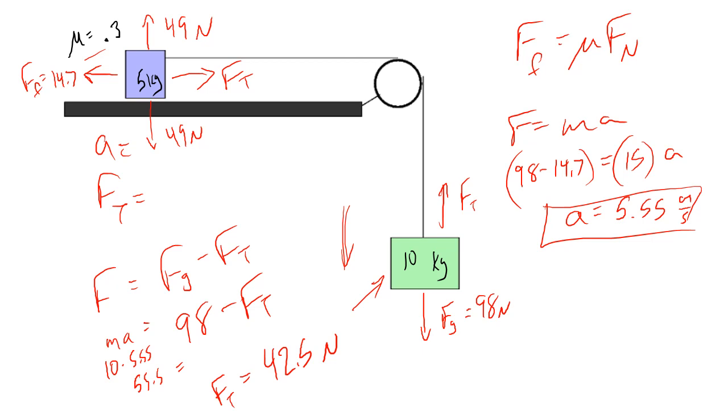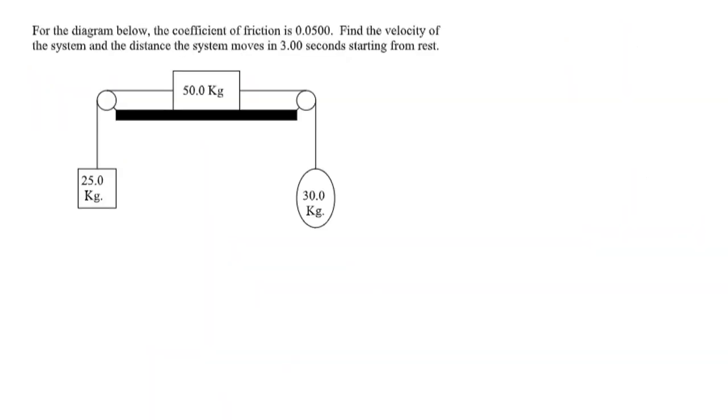Okay, let's do another one. This one, a little bit different. For the diagram below, the coefficient of friction is 0.0500. Find the velocity of the system and the distance the system moves in 3 seconds, starting from rest. Okay, so we're going to finally combine some motion into this.